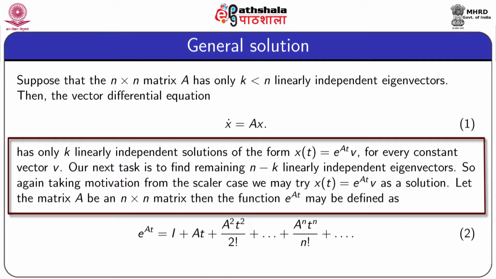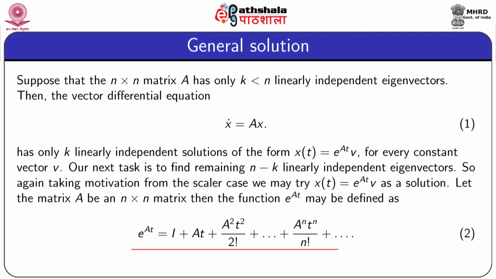Let A be an n cross n matrix, then the function e to the power at may be defined as e to the power at equal to I plus at plus A square t square by 2 factorial plus dot dot dot plus A to the power n t to the power n by n factorial plus dot dot dot, given by equation 2. Please note, this is just an expansion of e to the power t. The only difference is here A is a matrix, and hence instead of 1 this is replaced by I, the identity matrix.